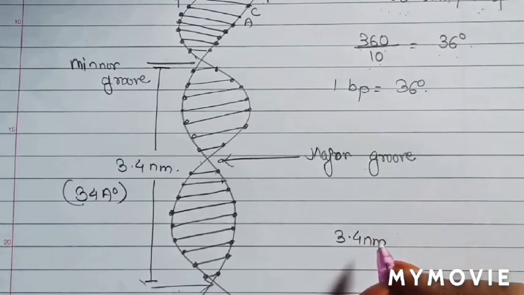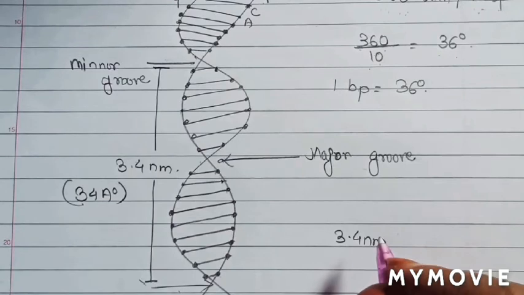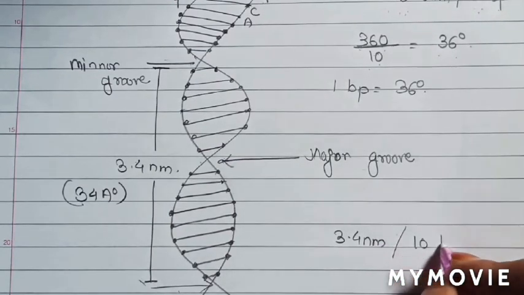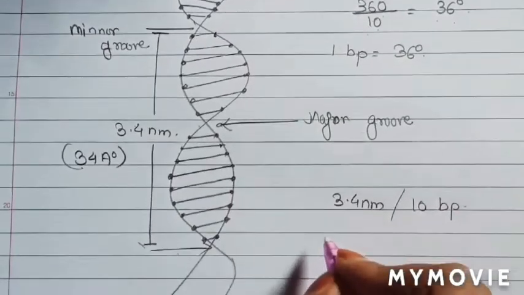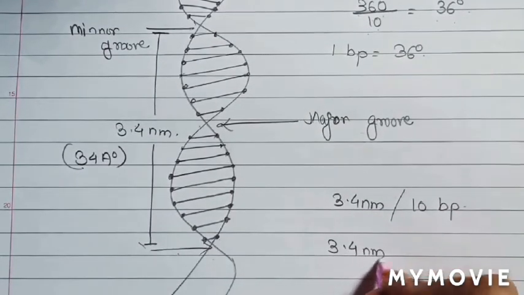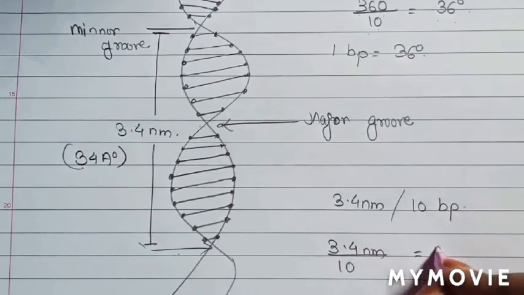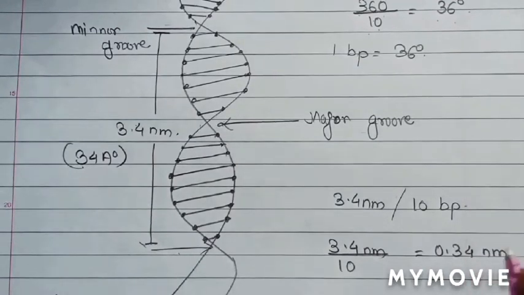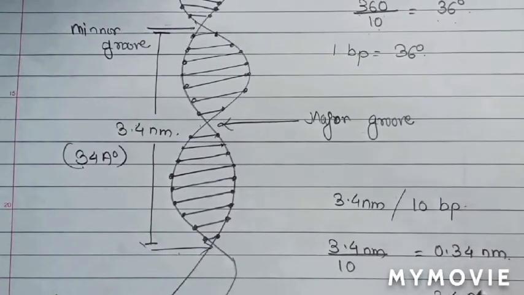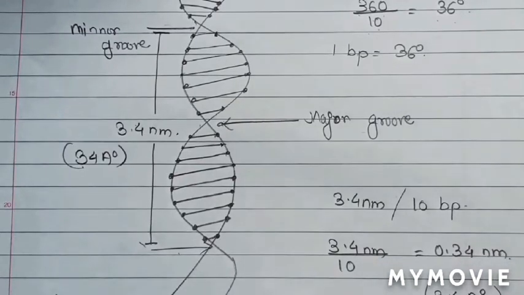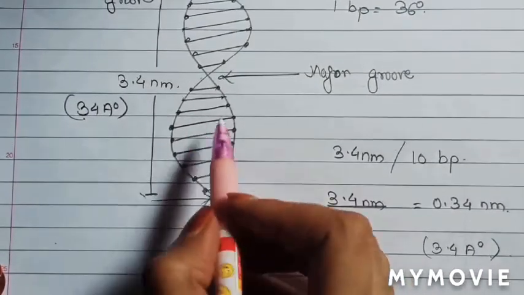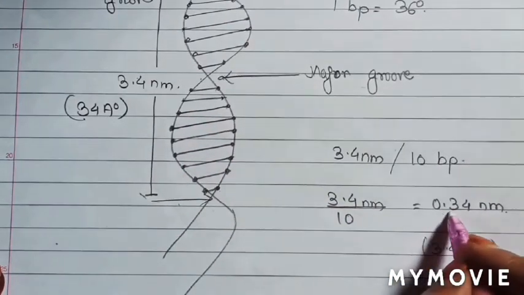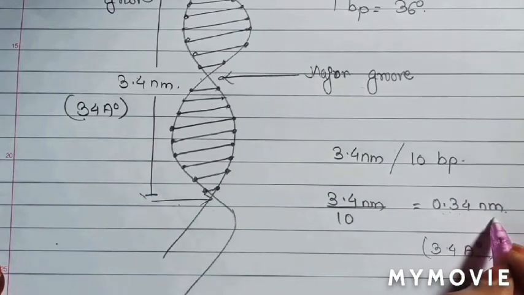Then if we want to talk about two successive base pairs, we know that one turn completes the 10 base pairs. So we divide 3.4 nanometer by 10 base pairs, and we get 0.34 nanometer. In angstrom units, that is 3.4 angstrom. The distance between two successive base pairs is 3.4 angstrom or 0.34 nanometer.